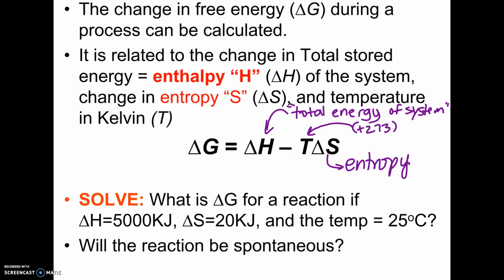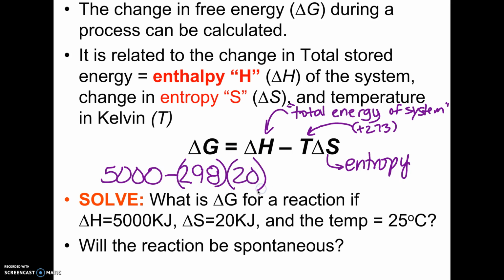So we plug in our numbers. Delta H is 5,000. T is 25 plus 273, so that's going to be 298. And delta S is 20.